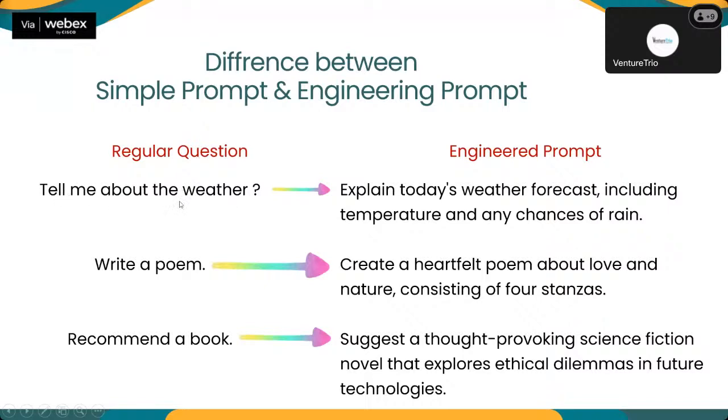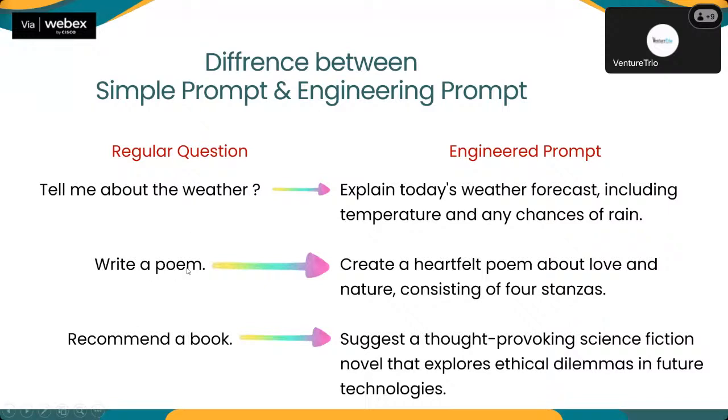Like when you ask, tell me about the weather. This is a regular question asked by a person who doesn't have any knowledge or skills. A general person asks this type of query. So this is a simple prompt, a regular question. What is the engineering prompt for the same query? To get a more specific, more accurate answer, we have to write: explain today's weather forecast, including temperature and any chances of rain. So it will provide a more specific answer.